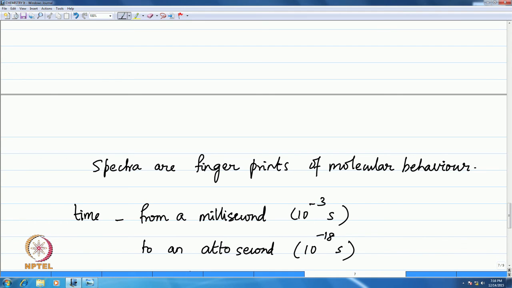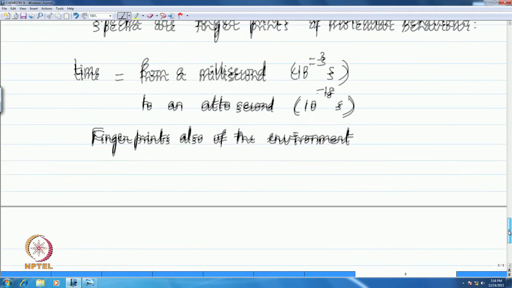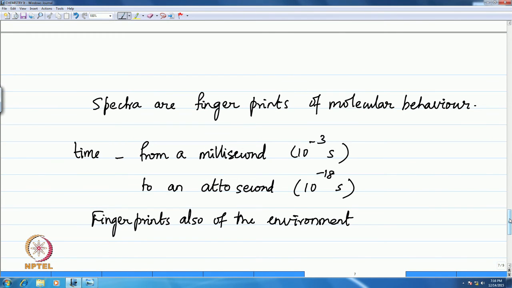The last and most important thing before I leave this introductory lecture is to tell you that spectra are fingerprints of molecular behavior. They are quite different for different energies, as I told you, of radiation from radio waves to ultraviolet rays. These fingerprints are also sensitive to the environment. Therefore, spectra offer enormous challenge to the scientists throughout the world in understanding the molecule level details.